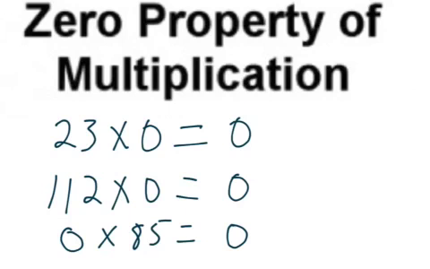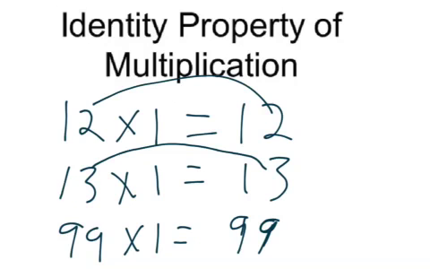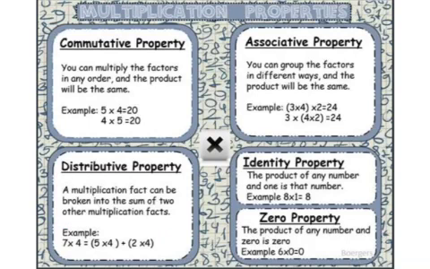We have the zero property, which just states multiply anything times 0, you get 0. And the identity property just states that if you multiply by 1, you get the same number. Again, here are the 5 different types of multiplication properties. I'd like you to go back on Schoology and take the quiz.